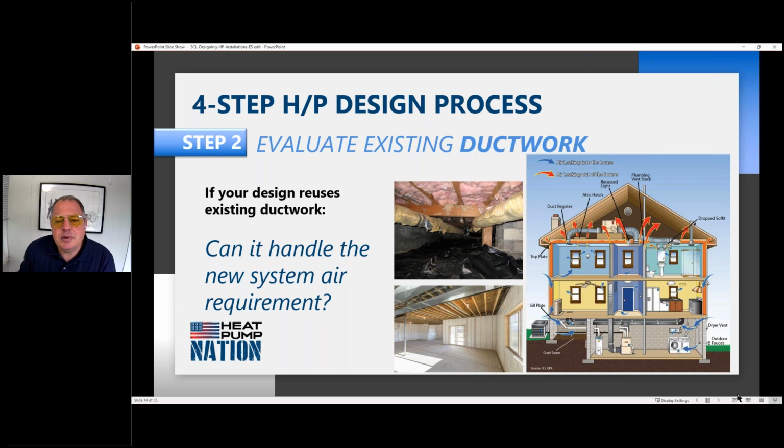The second step in the design process is to evaluate the ductwork. So if your heat pump design relies on reusing the existing ductwork in the home, you have to evaluate that ductwork for suitability for a heat pump. And the reason for that is we have to make sure that the system air requirement of the heat pump can be met. Now, in some older homes, my house was this way, the original ductwork was undersized for the requirement of modern heat pumps.